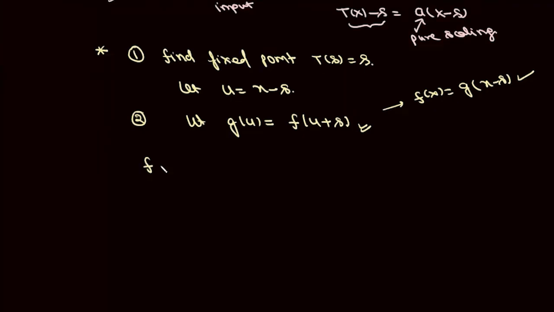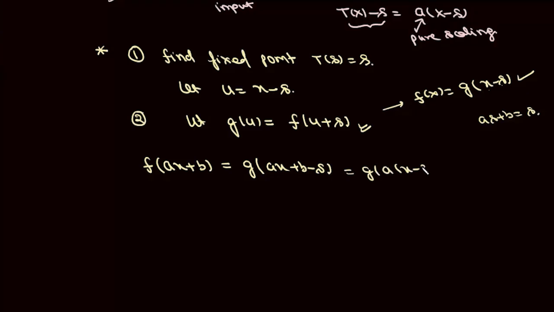We can write f(ax+b) = g(ax + b - s). Now we know that as + b is s, so this b - s is nothing but -as. So it will be g(a(x - s)), and x - s is u. So this f(ax+b) changed to g(au).